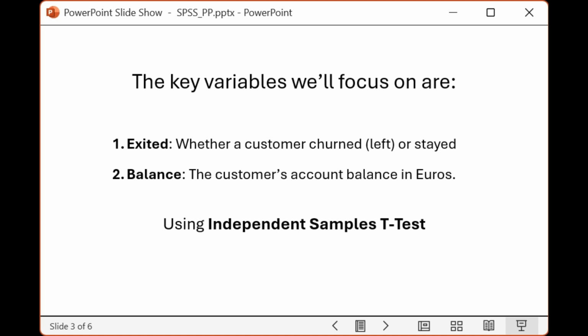You'll see exactly how to run an independent samples t-test, step by step. Don't worry if SPSS looks a bit intimidating, I'll guide you through it slowly and clearly. So let's open up SPSS and get started.